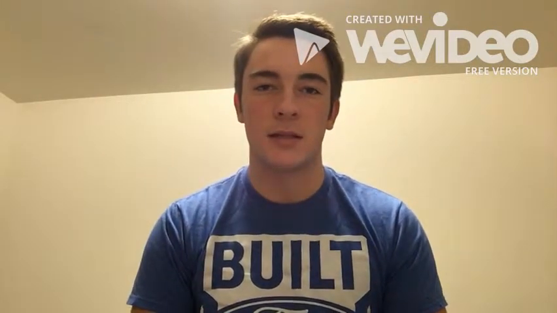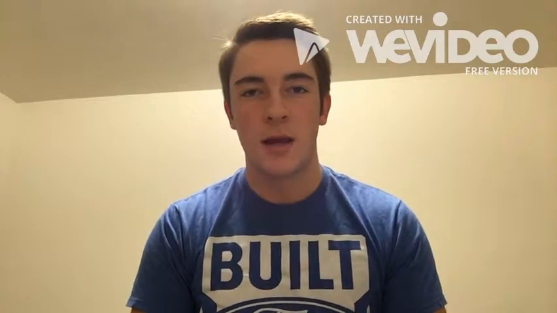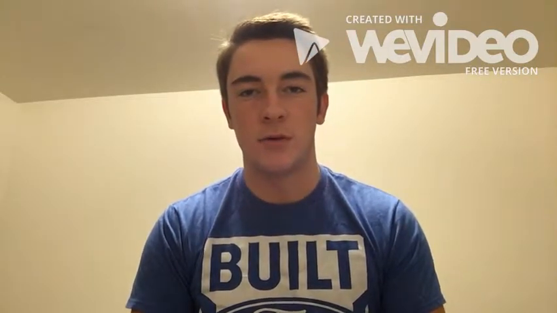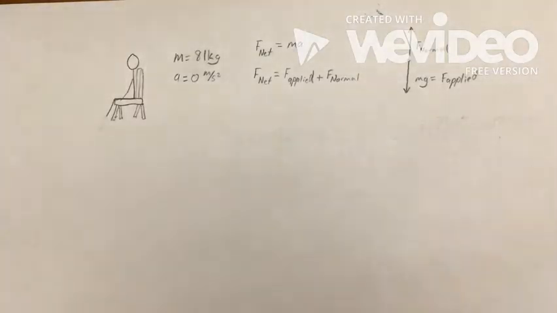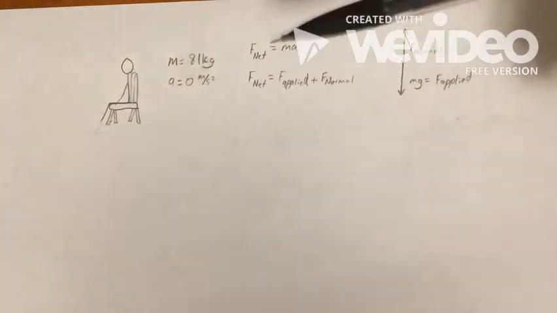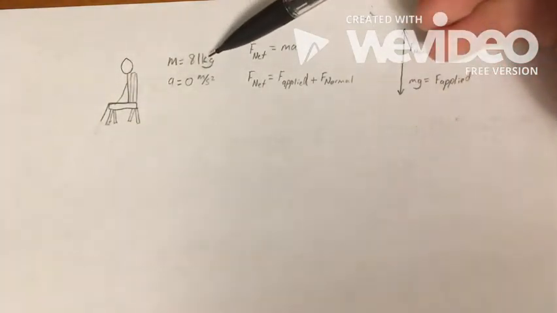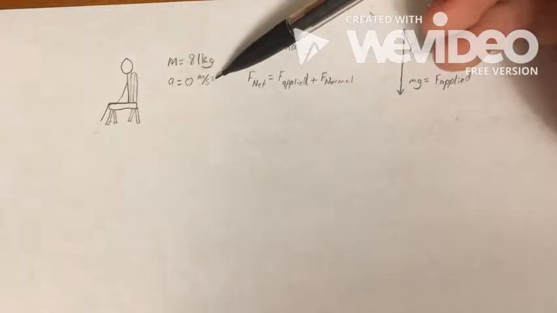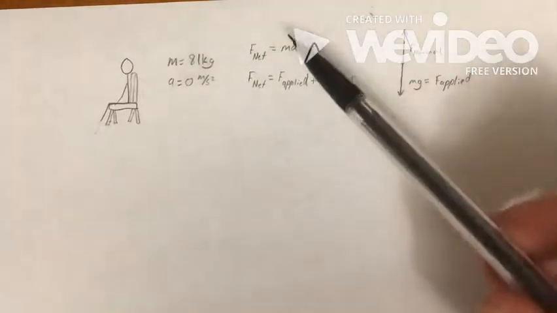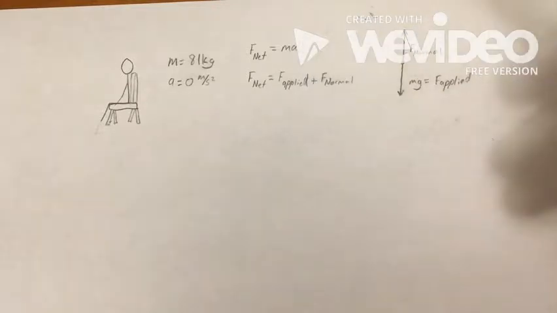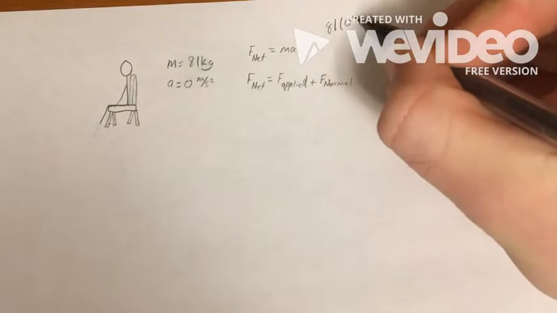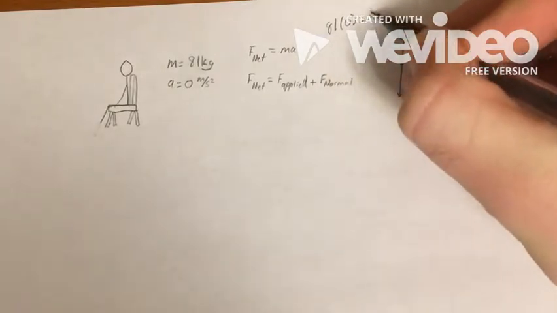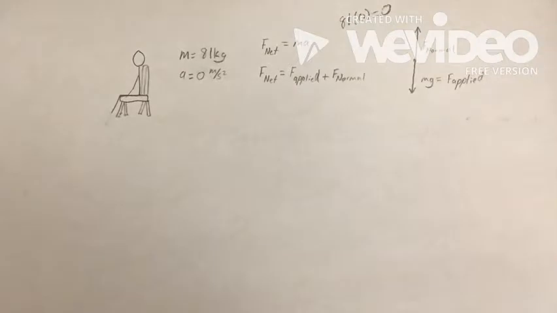Currently, my body is exerting a downward force on the chair, and the chair is exerting an equal force upwards on my body. Here's a representation of me sitting in a chair. My mass is roughly 81 kilograms, and my current acceleration is 0 meters per second squared. Net force is equal to mass times acceleration. So when you multiply my 81 kilograms times my acceleration of 0, that comes out to 0. That means my current net force is equal to 0.